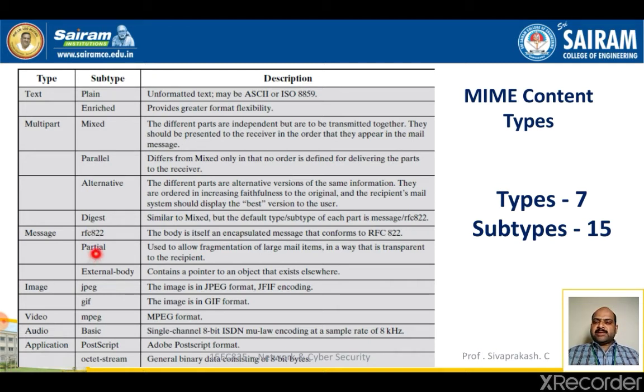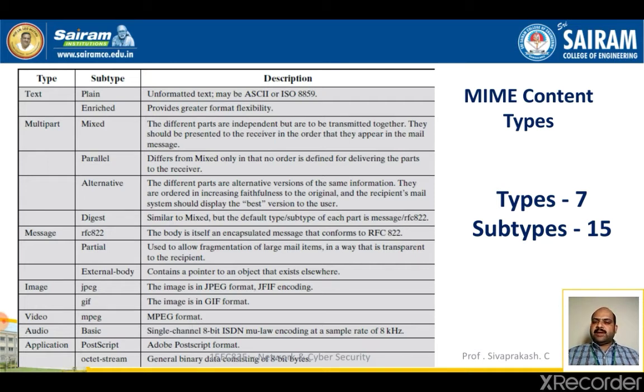The second one is message partial. The message partial subtype enables fragmentation of a large message into a number of parts which must be reassembled at the destination. For this subtype, three parameters are specified in the content type message partial field: an ID common to all fragments of the same message, a sequence number unique to each fragment, and the total number of fragments.